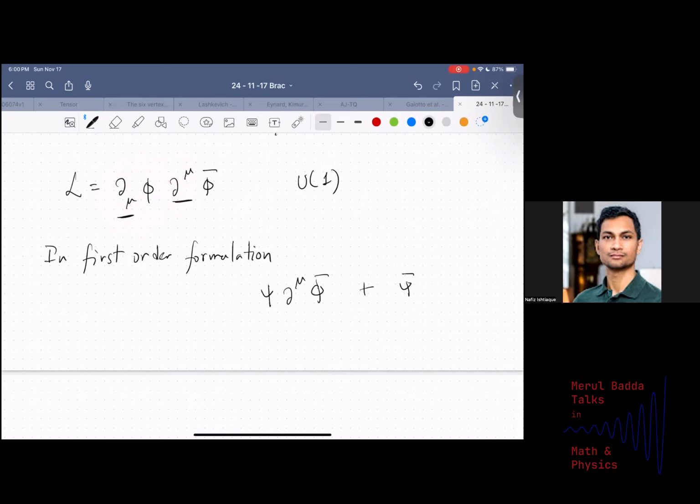So you will have psi bar del mu. Well, in this case, this is going to have also an index, something like this. Right? So this is analogous to going from Lagrangian formulation to Hamiltonian formulation.